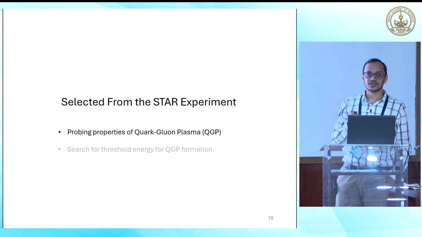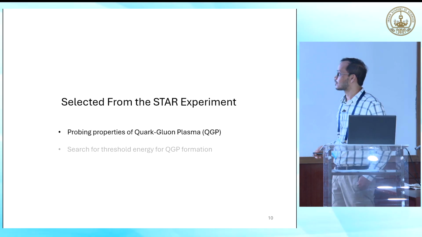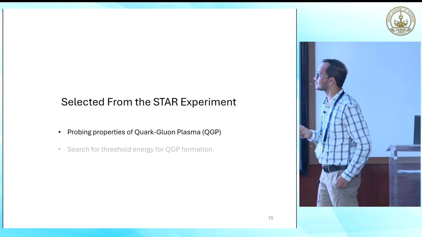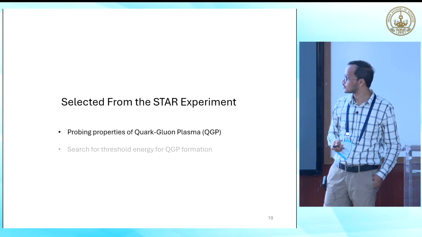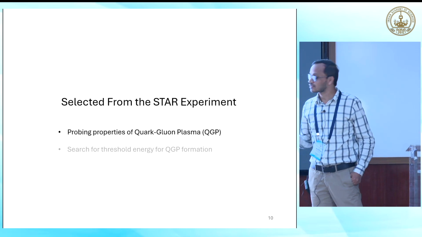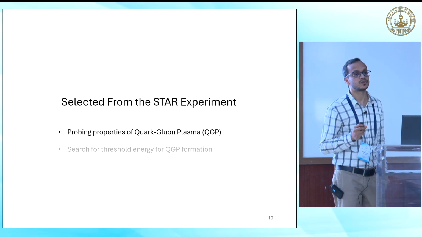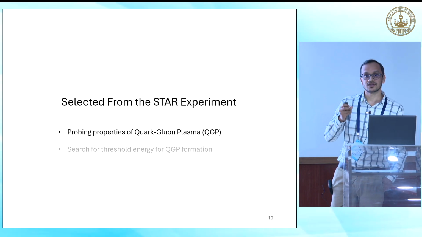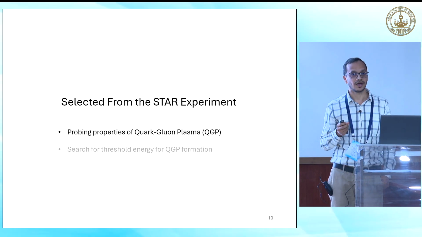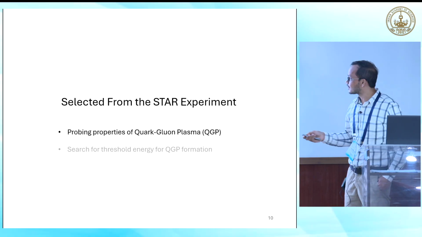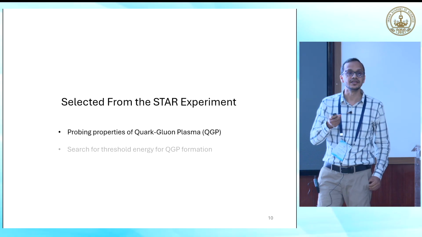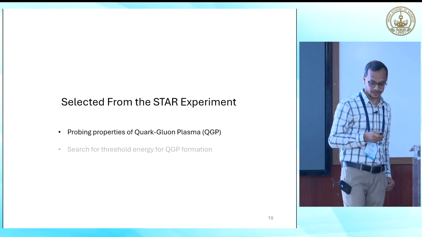Now, talking about my contribution to the research, I will be presenting very selected results from this experiment where I have contributed. First is the properties of Quark-Gluon Plasma. First we will see whether we have created the Quark-Gluon Plasma and what its properties are. And second is what is the minimum energy needed to create a Quark-Gluon Plasma.